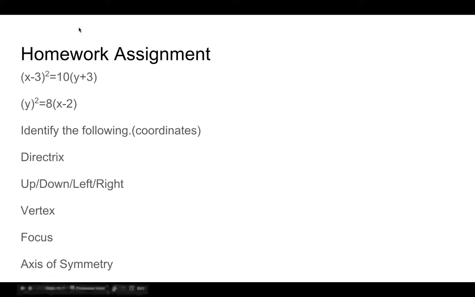This is your homework assignment. (x minus 3) squared equals 10(y plus 3), and y squared equals 8(x minus 2).